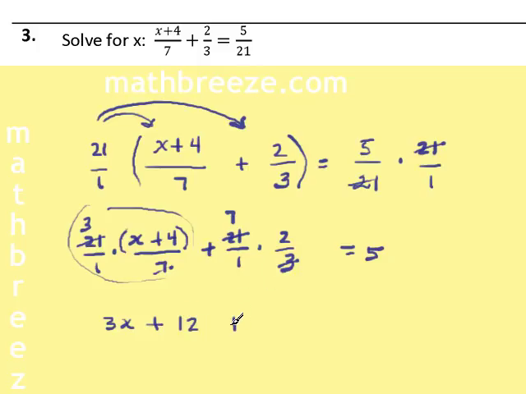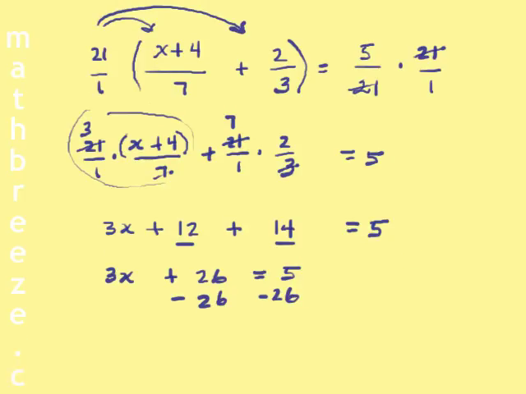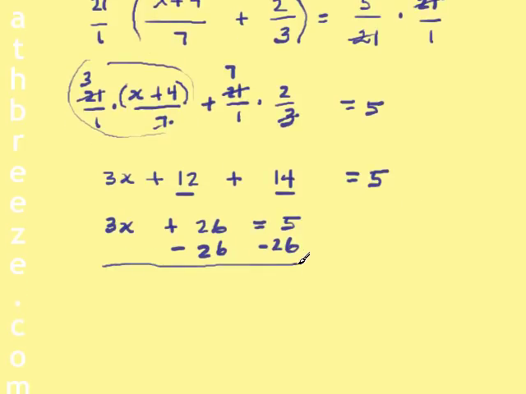Okay, next term, 7 times 2, that's 14, is equal to 5. So we're going to add these two like terms, 12 plus 14, we have 26, and isolate the x term, subtract 26 from both sides. And we have 3x is equal to negative 21. And now let's divide by 3. And we have x is equal to negative 7.